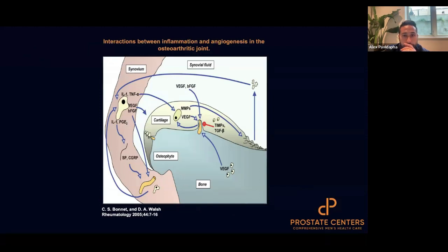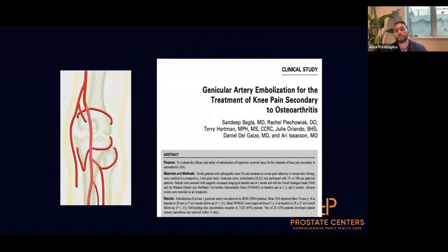Now, this is a cartoon or depiction of that. There's people a lot smarter than I am who dedicate their life to understanding this, and that's kind of where we get this from. So genicular artery embolization is a treatment for pain secondary to osteoarthritis. So that's what we're talking about today.